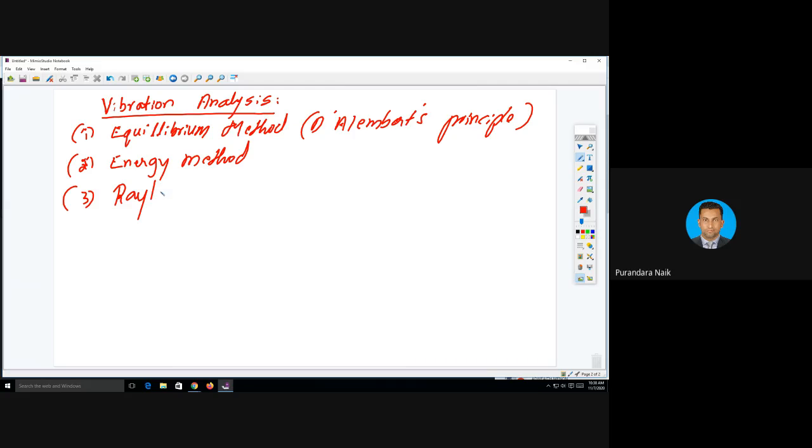At least two methods will be asked in the exam. Three different vibration analysis methods are there. The first one is the equilibrium method, or D'Alembert's principle. The second one is the energy method. The third one is Rayleigh's method. Copied?